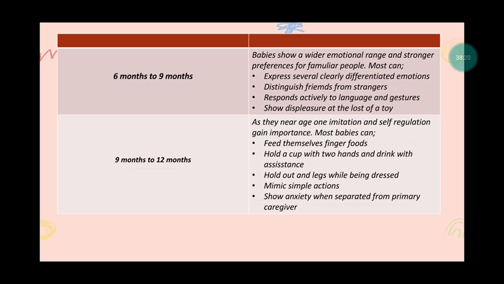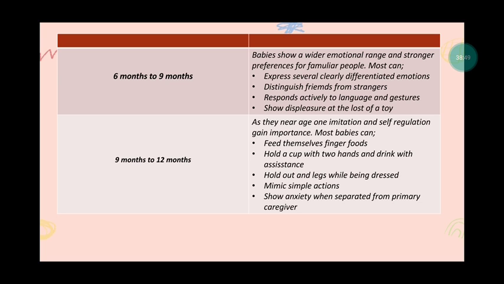Next is 6 months to 9 months. Babies show a wider emotional range and stronger preferences for familiar people. Most can express several clearly differentiated emotions and distinguish friends from strangers, no? They can identify if someone is a friend or not. Then they respond actively to language and gestures, and show displeasure at the loss of a toy.